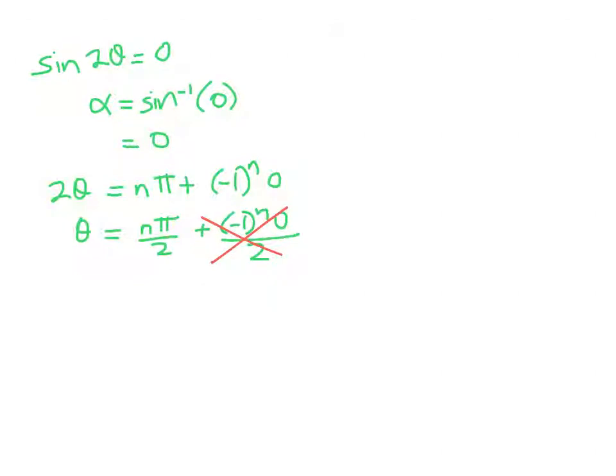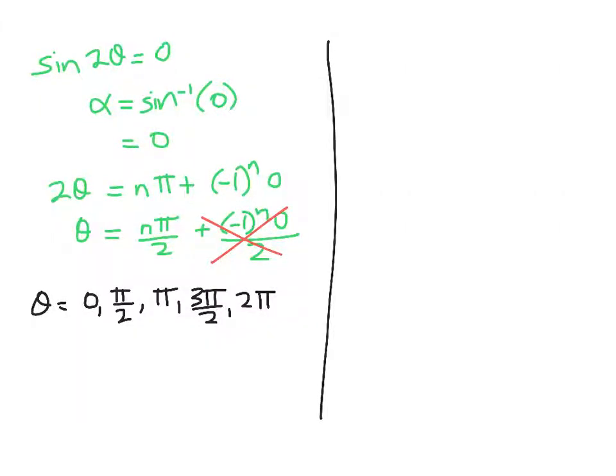Right, so that's telling me that in the range of values that we want, theta is equal to 0, pi on 2, pi, 3 pi on 2, and 2 pi. Right, so that's that one. Now, we either have sine of 2 theta equals 0, or we have 2 cos theta plus 1 equals 0. That gives me cos theta is equal to negative 1/2.